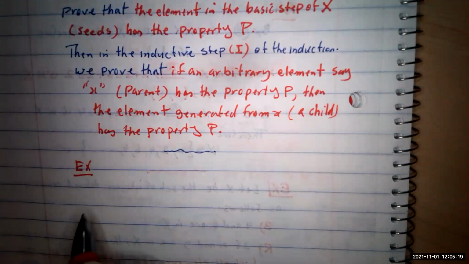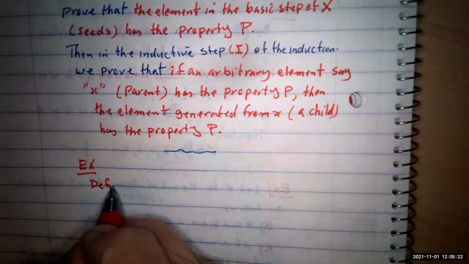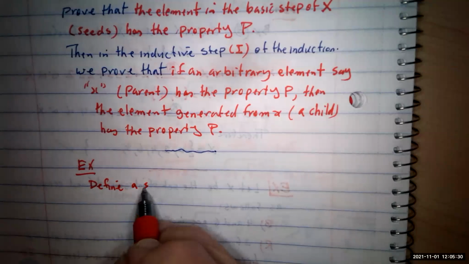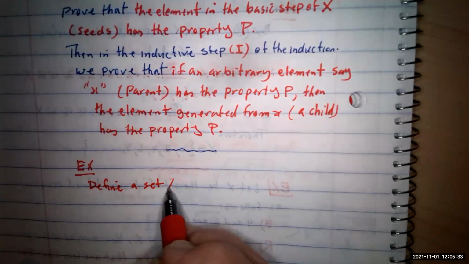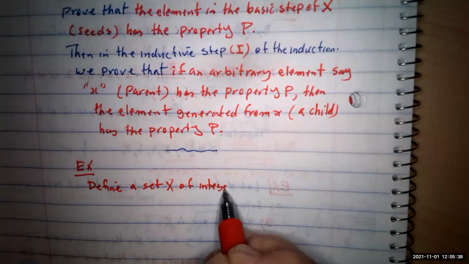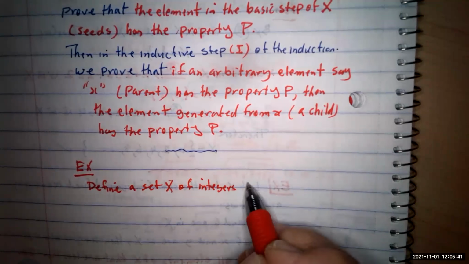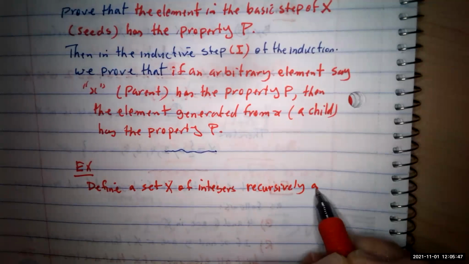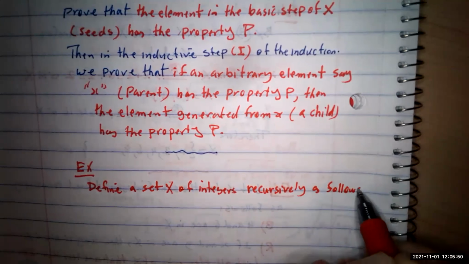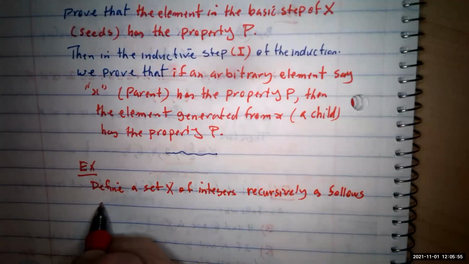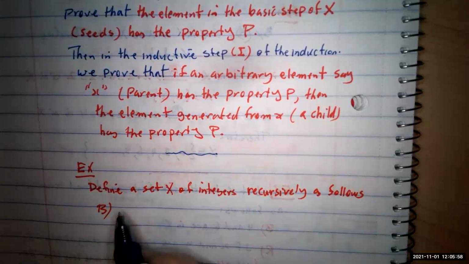Suppose we define a set of this format. This is a good one because we have a basis, and the recursive step is interesting. Define a set X of integers recursively as follows. I do something quick, then I go to yours. The one that we did was the fact that 0 is in X.